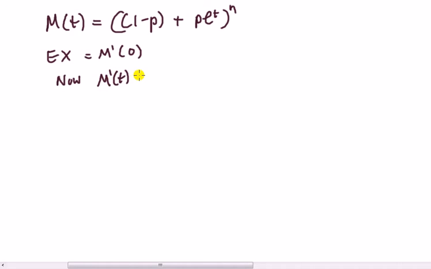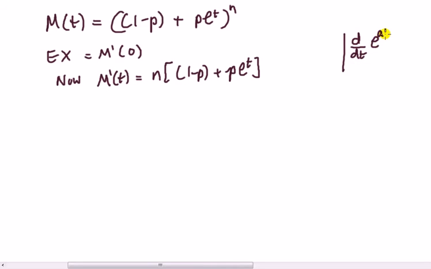Now, first derivative. Look at it. I'm going to need the chain rule. So n comes down. I write the thing in the brackets, and I multiply it by the derivative of the stuff in the bracket with respect to t. Let's just recap: d by dt of something like e to the at is equal to a e to the at. Just know that. Right, so we have here p e to the t.